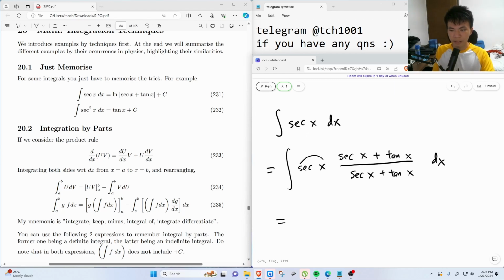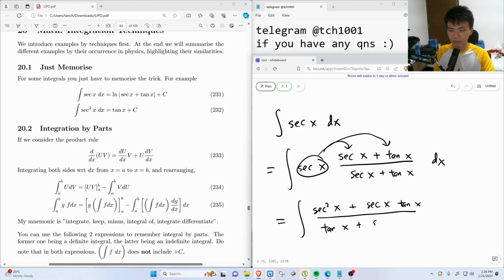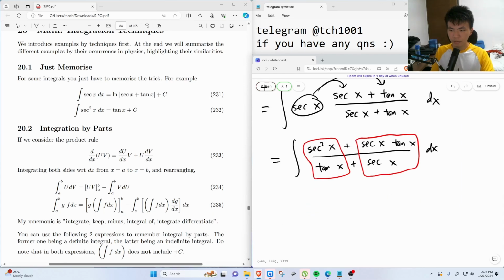If I expand, the numerator becomes secant squared x plus secant x tangent x, and the denominator stays the same, except that I'm going to write it as tangent x plus secant x, dx. The reason I do this is that the derivative of tangent x is secant squared x, and the derivative of secant x is secant x tangent x. So this takes the form of the integral of f prime of x over f of x dx, where f of x equals tangent x plus secant x.